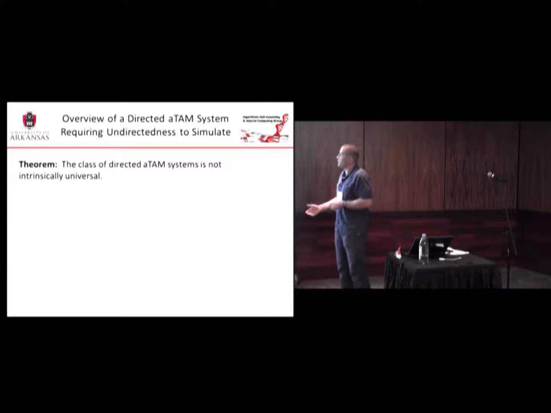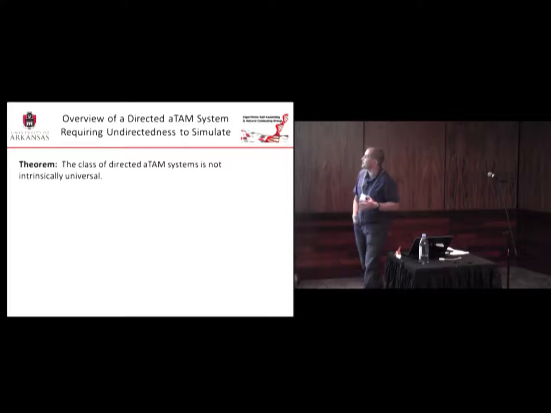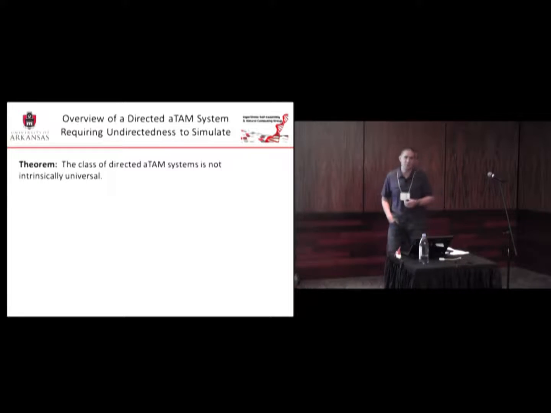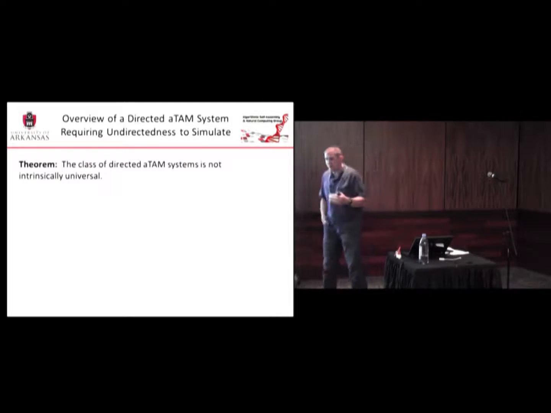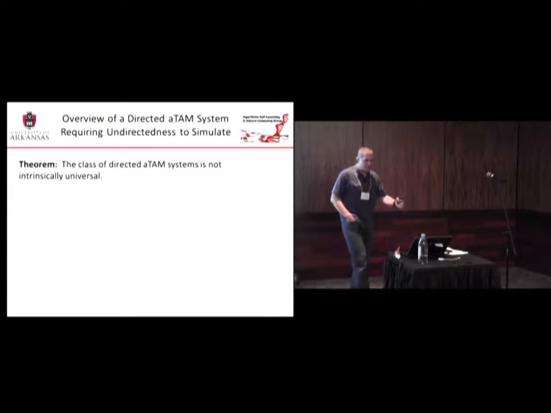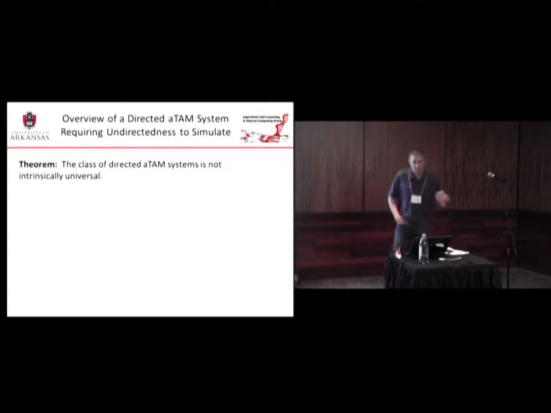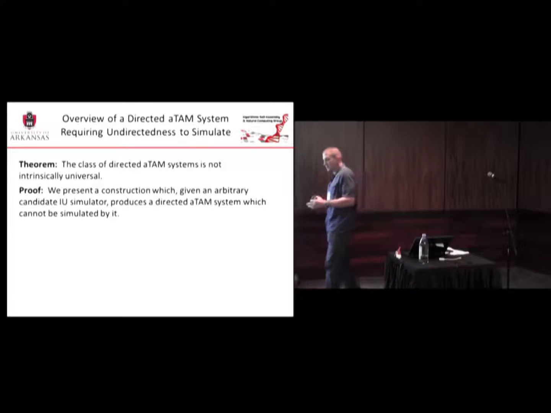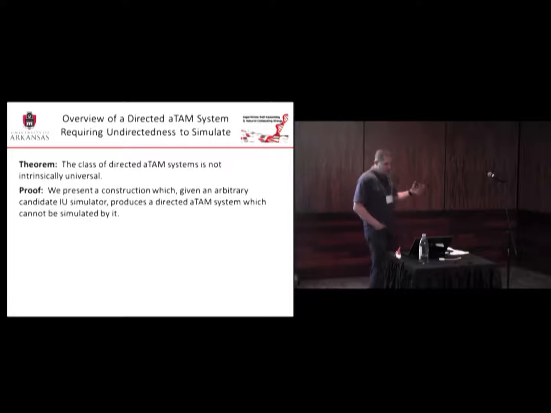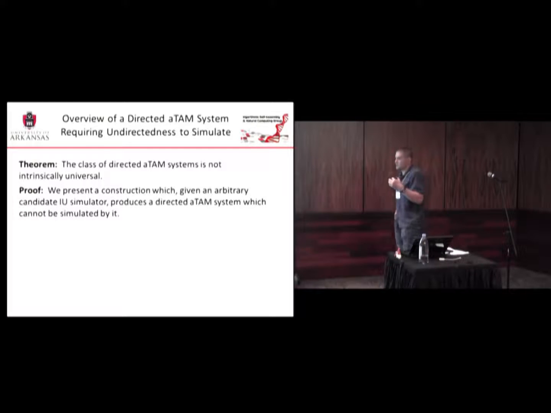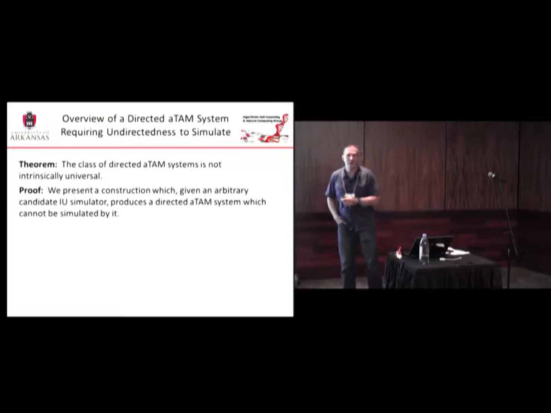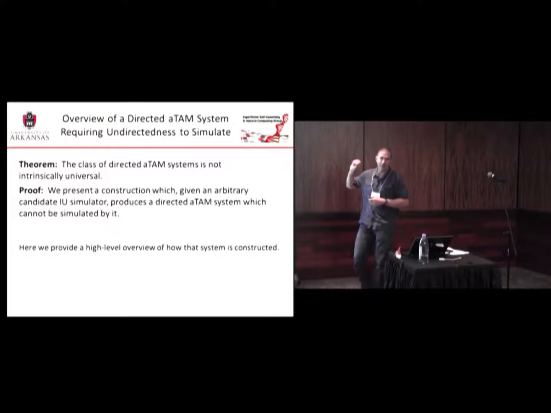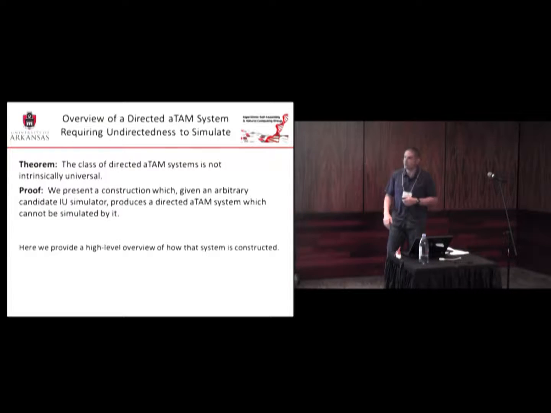The main theorem of our paper is that the class of directed ATAM systems is not intrinsically universal, meaning there is no simulator that can simulate all directed systems and itself always be directed, always placing the same tiles in the same locations. The proof is basically a proof by contradiction. If you assume that there is such a universal simulator, then we can design a system that we can prove can't be simulated by a directed simulator. I'm going to go through a real fast sketch of how it works.